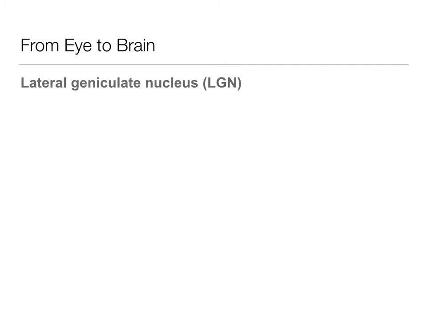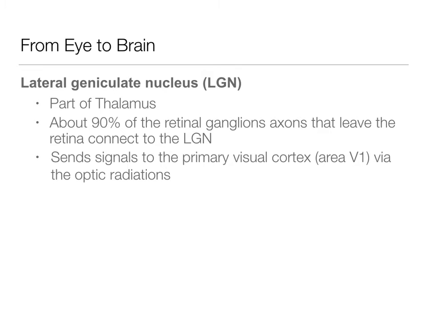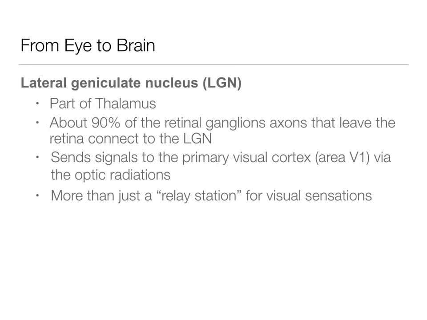So, I've already mentioned this. The lateral geniculate nucleus is again part of the thalamus, and really most of those RGC neurons are going in there. We are going to have about 90% of them connect to the LGN. And then from the LGN, that information gets sent to the primary visual cortex, what we call area V1 in the brain. It used to be thought that the LGN and the thalamus were just a relay station. We actually know now that that's not the case.